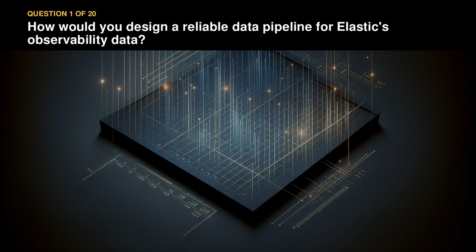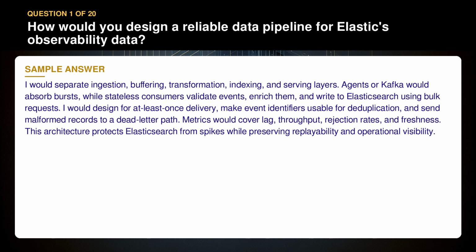Question 1. How would you design a reliable data pipeline for Elastic's observability data? I would separate ingestion, buffering, transformation, indexing, and serving layers. Agents or Kafka would absorb bursts, while stateless consumers validate events, enrich them, and write to Elasticsearch using bulk requests.